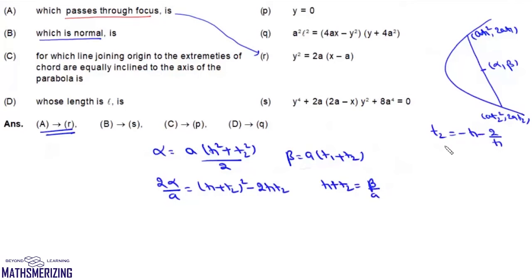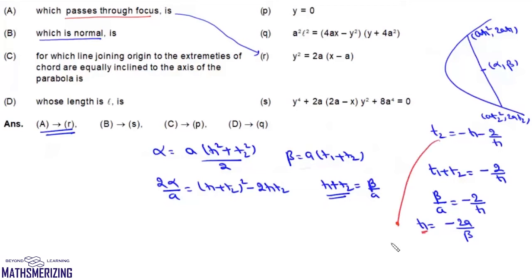Now from here we can also write t1 plus t2 as minus 2 upon t1. So we'll replace the value of t1 plus t2, then we can write beta upon a is minus 2 upon t1. So basically t1 will be minus 2a upon beta. Now once we have t1, we can also find t1 t2.